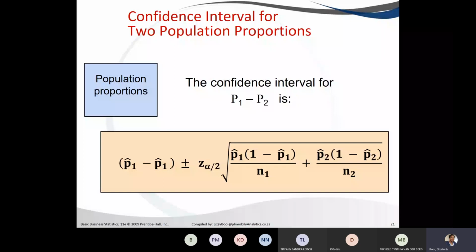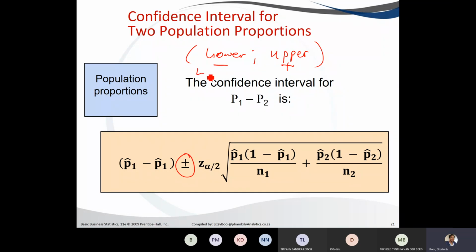With confidence intervals, the confidence has the lower side, and also it has the upper side of the interval, and that is because of that plus or minus. So for the minus, we'll be calculating the lower side, and for the plus, we will be calculating the upper side. Sometimes in your book, they refer to them as the lower confidence level and the upper confidence level. So they mean one and the same.